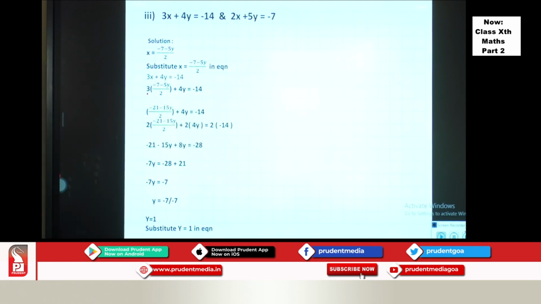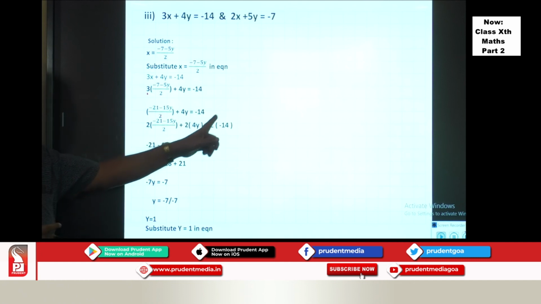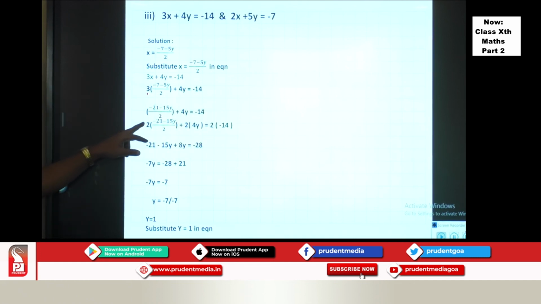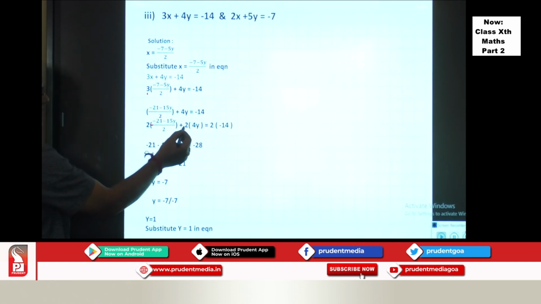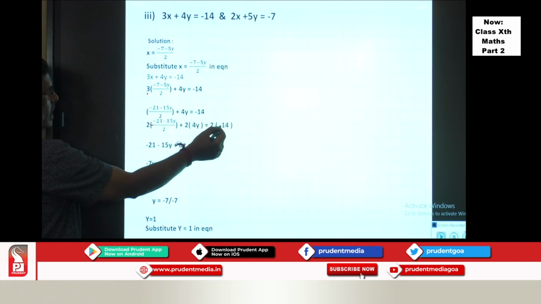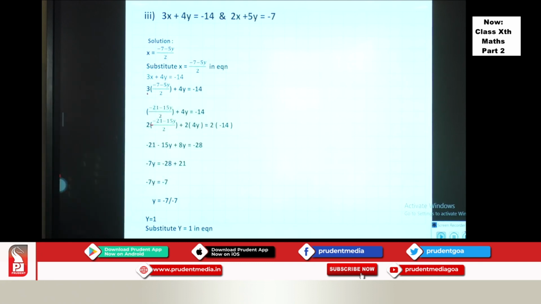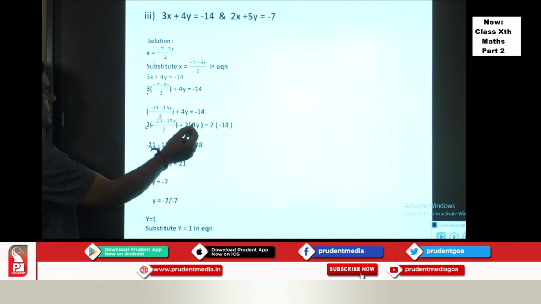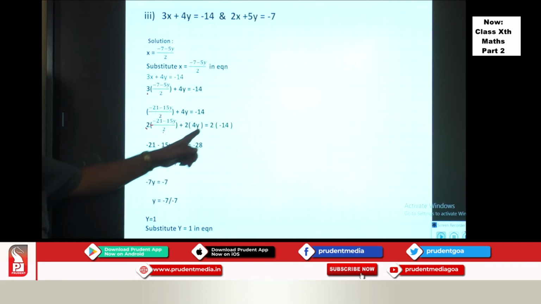Now, my next step is what? To remove this 2. To remove that 2, I have to multiply each term by 2. So, I have multiplied 2 bracket minus 21 minus 15y upon 2 plus 2 multiplied by 4y is equal to 2 multiplied by minus 14. Now, what happens here? These 2 and these 2 get cancelled. So, what is left there is minus 21 minus 15y plus 8y, and minus 28 we got.